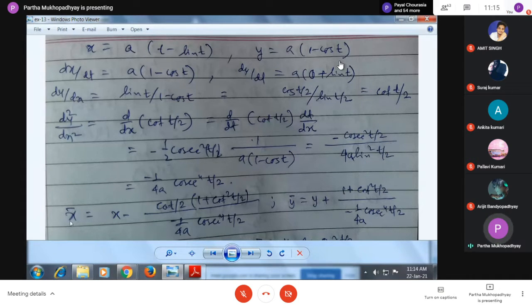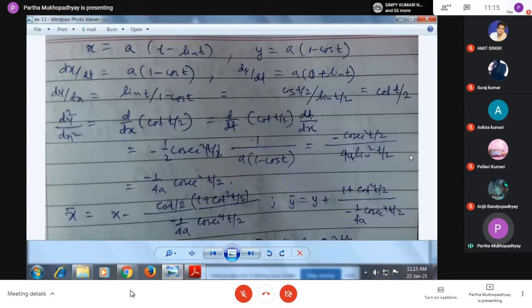Now, our x bar, what is the formula for the center of curvature? x bar equal to x minus y1 into 1 plus y1 squared by y2, and y bar equal to y plus 1 plus y1 squared by y2. So you are putting all these values. y1, that is dy/dx, is cot t/2, into 1 plus y1 squared, 1 plus cot squared t/2, by y2. y2 is equal to minus 1 by 4a cosec to the power 4 t/2, this one. So that will be 1 by 4a.